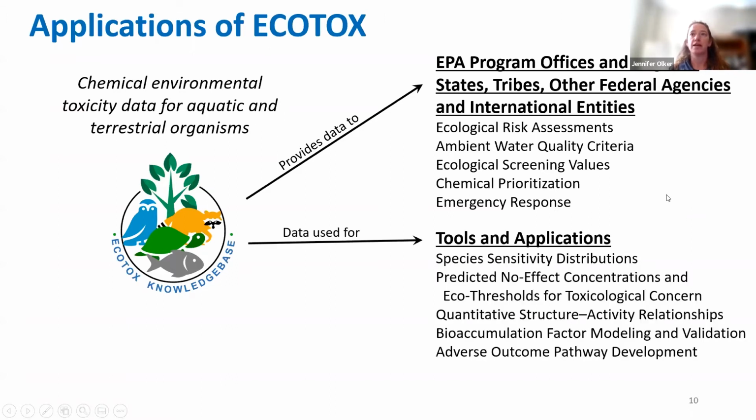We are also aware that data from ECOTOX are used as a component of many tools and applications, including the development of toxicity reference values and benchmarks, such as the ecological soil screening levels, species sensitivity distributions, such as the US EPA's interspecies correlation estimations, and NOAA's chemical aquatic fate and effects database. Records from ECOTOX are also used to calculate predicted no effect concentrations and ecological thresholds for toxicological concern, as well as in quantitative structure activity relationships and other modeling. And there are a variety of other applications we are also aware of, but I can't fit them all on the screen here today.